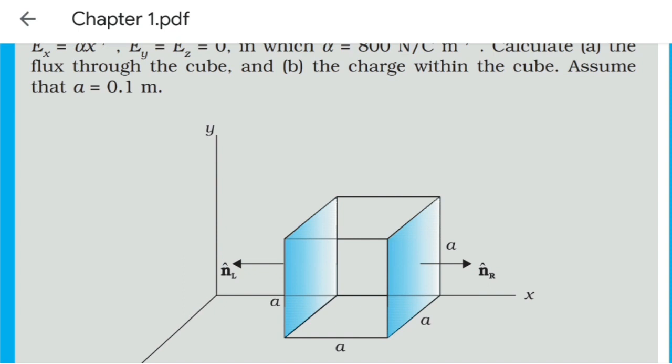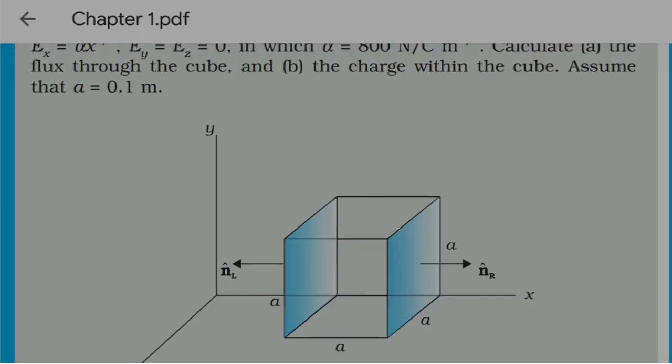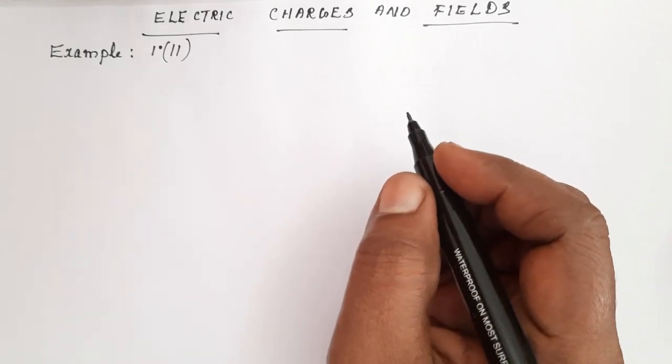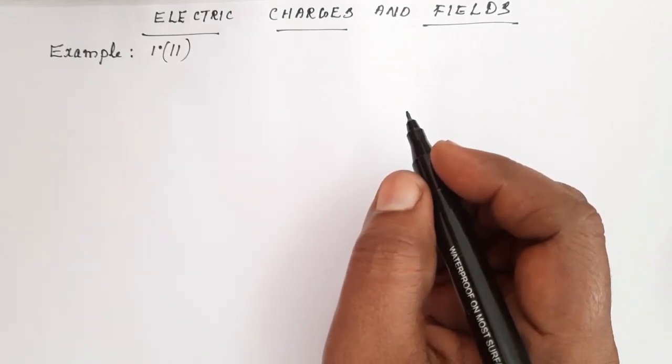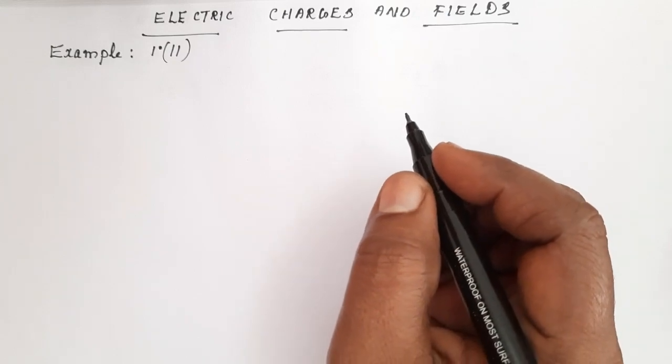One more thing: you can see that the left face of the cube is at a distance a from the origin. So what will be the distance of the right face from the origin? It will be a plus a, because the edge of the cube also is a. Now we have to find the flux through the two faces which are marked blue in the diagram.